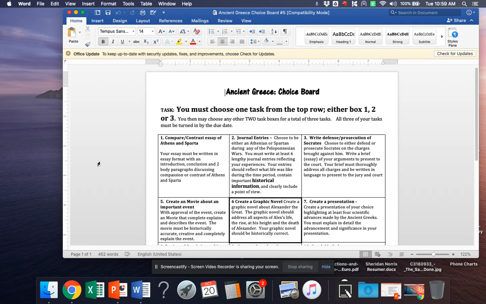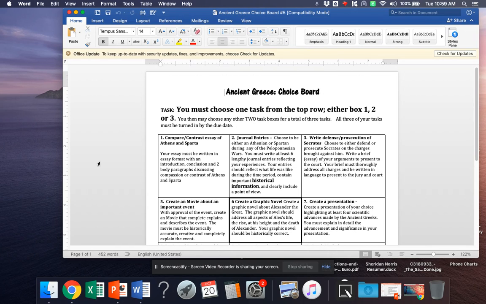So the first one is a very simple compare contrast of Athens and Sparta. Your essay must be written in essay format with an introduction and a conclusion. And because this is a compare and contrast, that means 2 paragraphs, a paragraph to compare and a paragraph to contrast. So instead of a typical 5-paragraph essay, this will be 4 because we're just doing compare and contrast. So you have an introduction, a paragraph to compare, a paragraph to contrast, and then a conclusion.